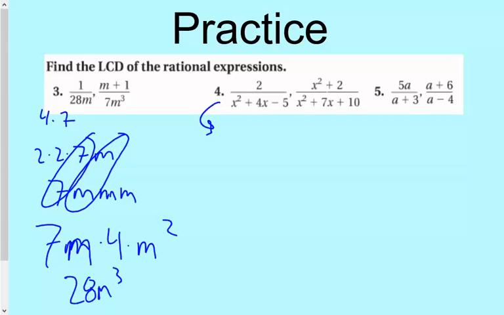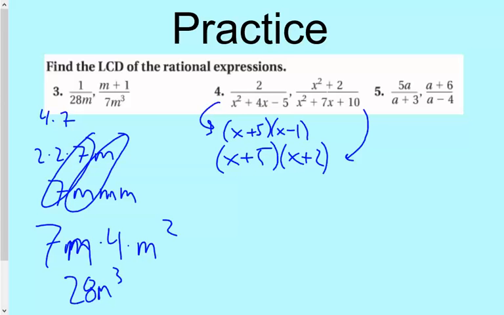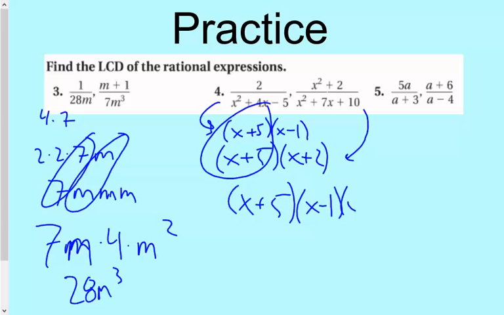Alright, this first one here, I'm going to go x plus 5, x minus 1. And this second one here, I'm going to go x plus 5, x plus 2, if I factor those. So circle the common ones, you have an x plus 5 in common. And then what's left over is x minus 1, x plus 2. And the last one, there's nothing to factor in the a plus 3. There's nothing to factor in the a minus 4. So your LCD is a plus 3 times a minus 4.